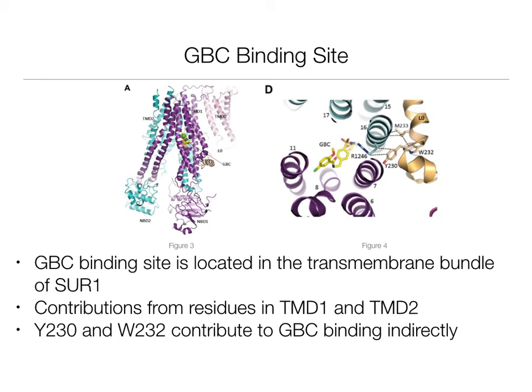It appears that tyrosine 230 and tryptophan 232 instead play a role in stabilizing the binding residues, which is demonstrated in Figure 4, as they are located too far away from the GBC binding site to participate directly in binding. This explains the apparent importance of these residues in previously performed functional assays.